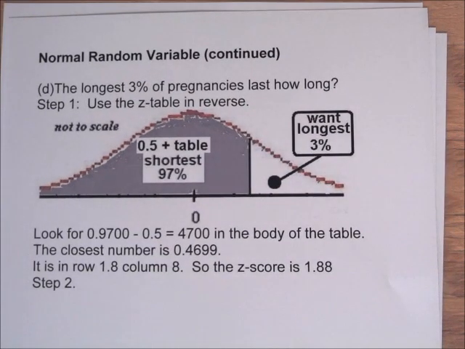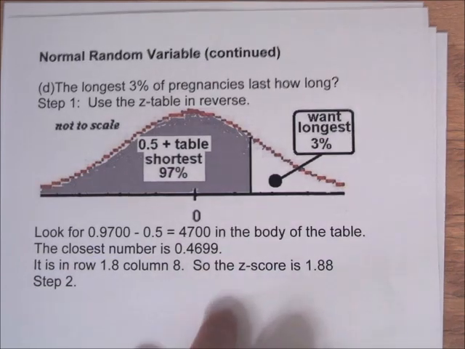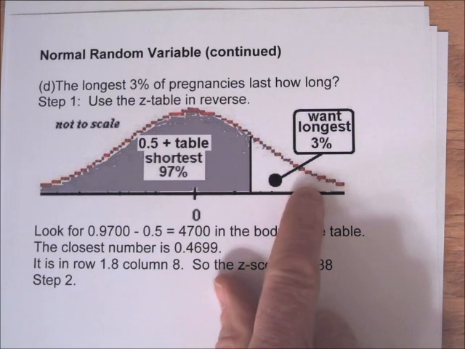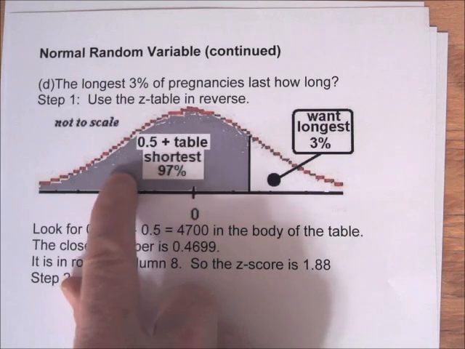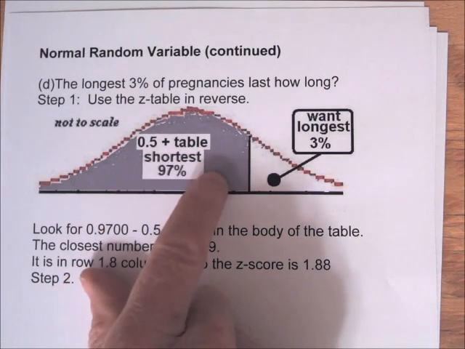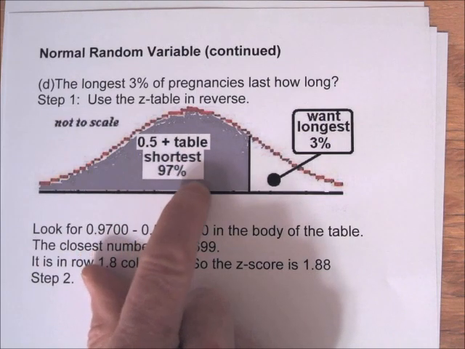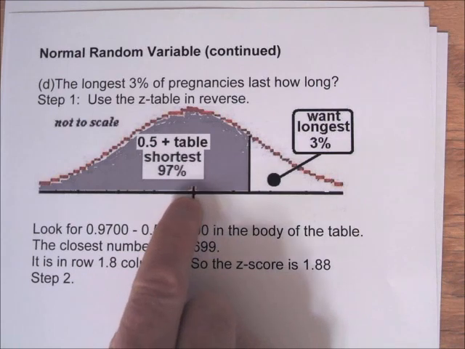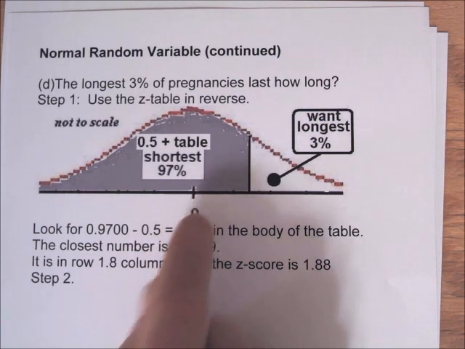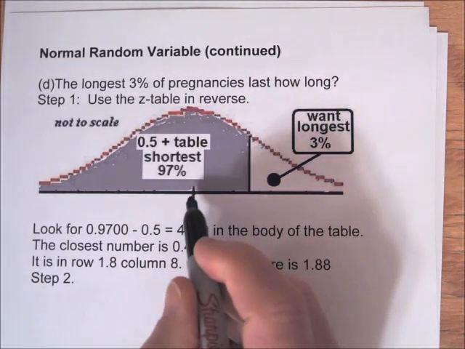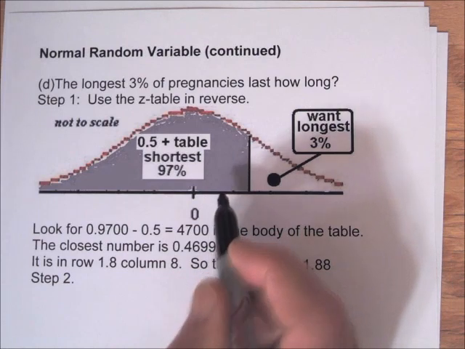So in this question here, we want to know how long the longest 3% of pregnancies last. The longest 3% would be on the right extreme here, the right tail, and the shortest 97% would be on the left side here. And so 0.5 plus the table has to equal 0.9700. That means this portion in here has to be 0.4700. So we want to look for 0.4700 in the body of the z-table.